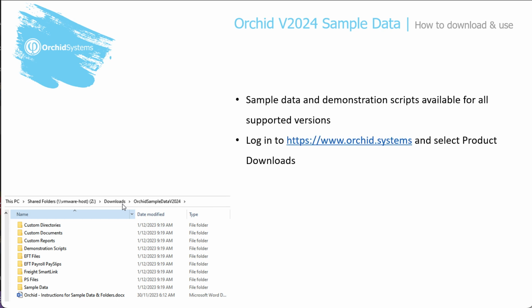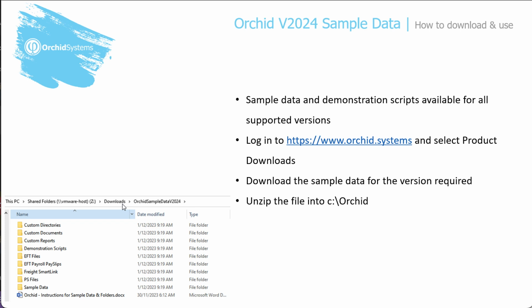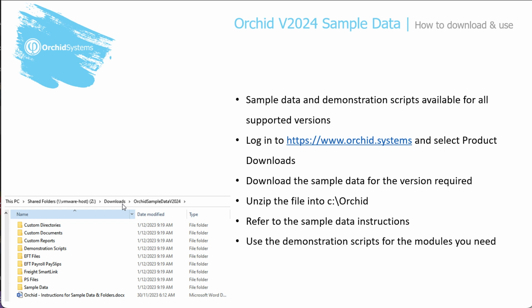You log into the Orchid Systems website, select product downloads, download the sample data for the version that you have on your demo machine, unzip the files to see Orchid, refer to the sample data instructions, use the demonstration scripts for the module that you need, load the relevant company or companies if you're using workflow or inter-entity trade, inter-entity transactions or freight SmartLink, and you're ready very quickly to do a great demonstration of Orchid modules and Sage 300.